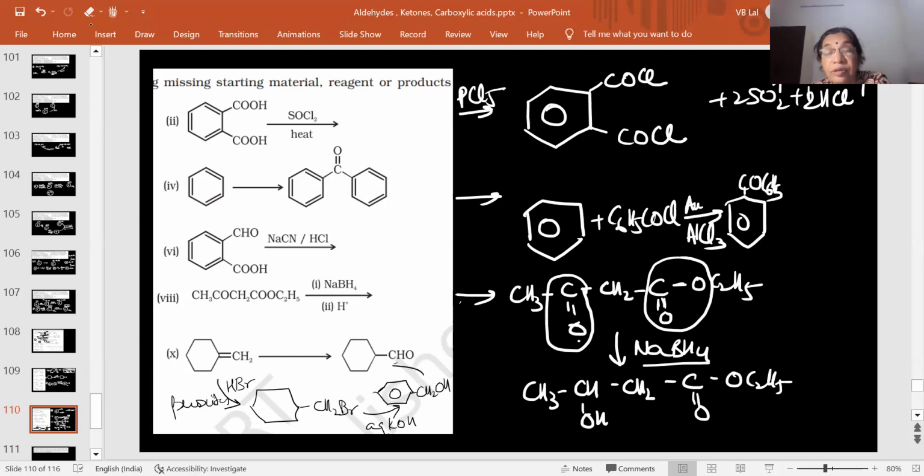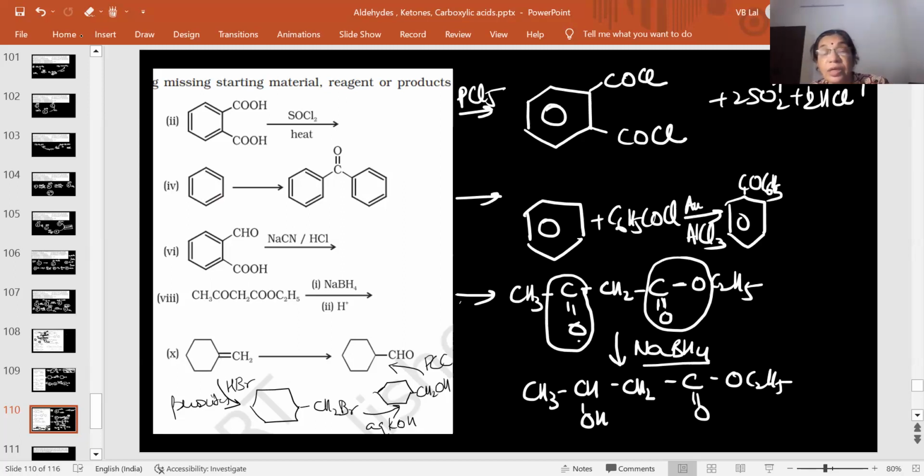And now I will use PCC. No, not the benzene ring, only this. No benzene ring, sorry. Can you see? And here I will use PCC. So I will first convert it into an alkyl halide, then with aqueous KOH remove the Br, and then do PCC to get this.